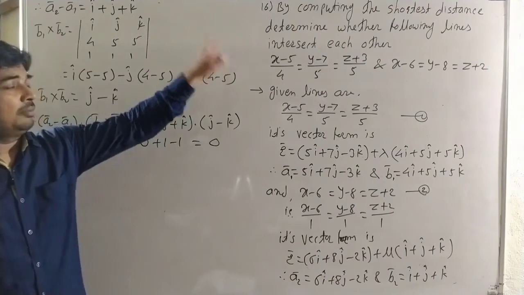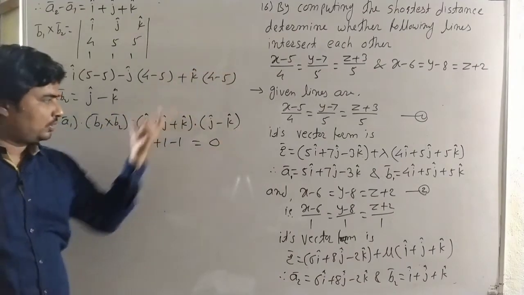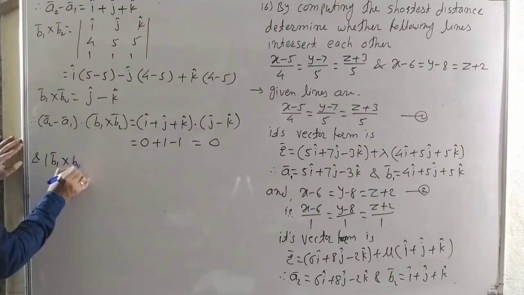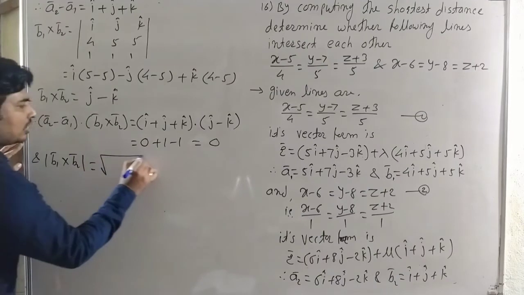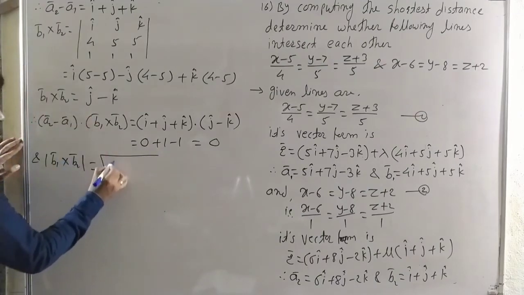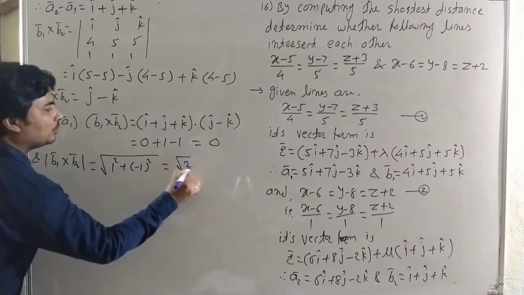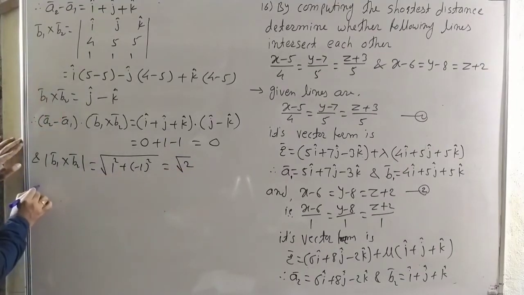But here, by computing the shortest distance, first we find the shortest distance and the magnitude of b1 bar cross b2 bar. See carefully: square root of 1 squared plus (minus 1) squared, it is under root 2. And then the shortest distance.